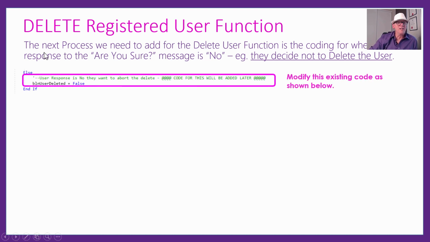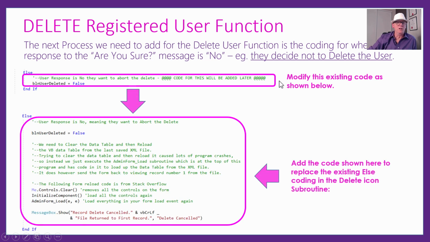Okay, so at the moment, we just had this in the else statement in the code for that red X delete click, and we've written in there "code for this will be added later." Well, yeah, it's now later and we're going to add it. So this stuff here that's circled, you need to replace all that, and we're going to expand it all out to do the code now. So user response is no, meaning they want to abort the delete. So set boolean user deleted equals false. We're not going to be deleting the user.